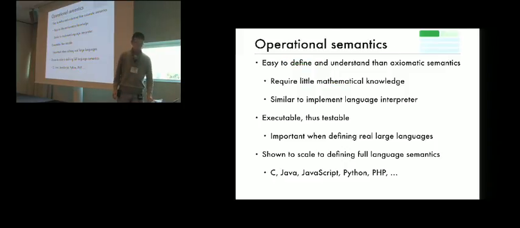First, operational semantics is easier to define and understand than axiomatic semantics. It requires little knowledge about the mathematical foundations, so even undergraduate students can specify operational semantics once they have some simple training. Okay? And also, operational semantics by its nature is very easily executable, so it can be tested. And this testability is known to be very important, especially when you define large language semantics. And it's been shown to scale to define realistic large languages like C and Java and JavaScript. So that's why we took operational semantics as input.